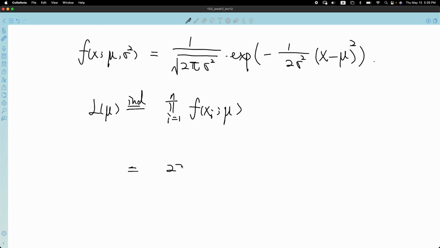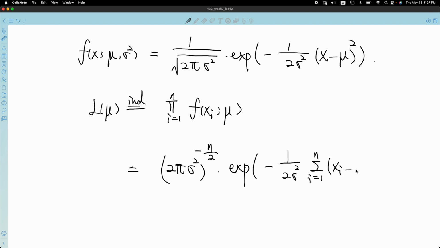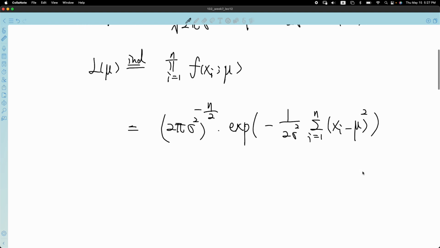you will have 2 pi sigma square with n copies, and the negative is coming from the denominator, and the 2 is coming from the square root. And then the exponential, and here you have 1 over 2 sigma square, then the summation from 1 to n of xi minus mu, and then you have a square. So this is the joint likelihood.